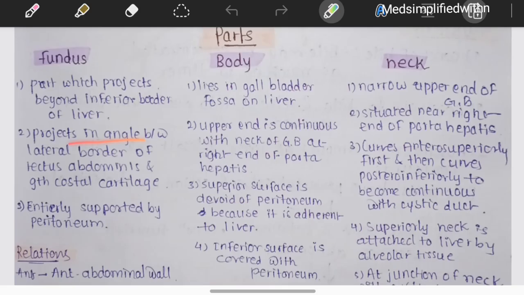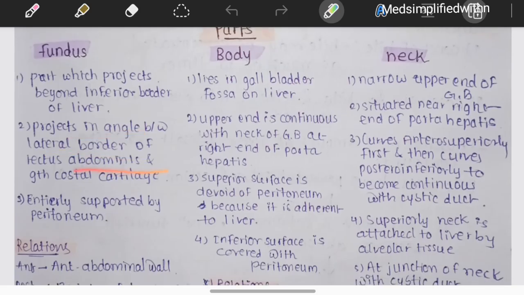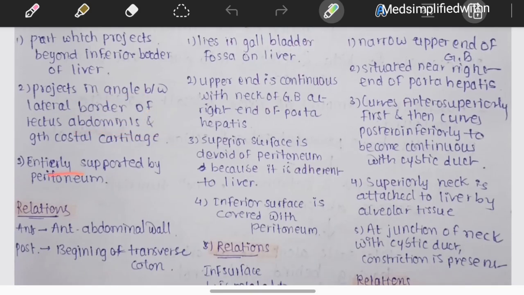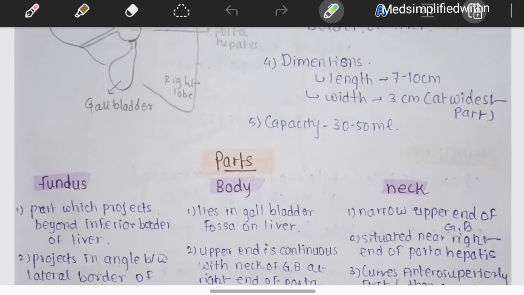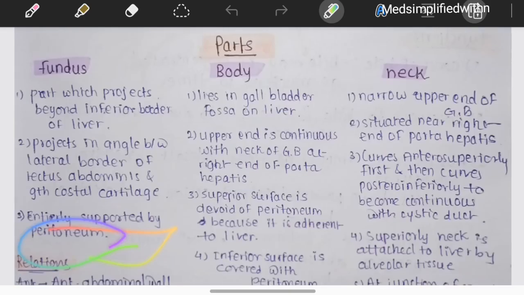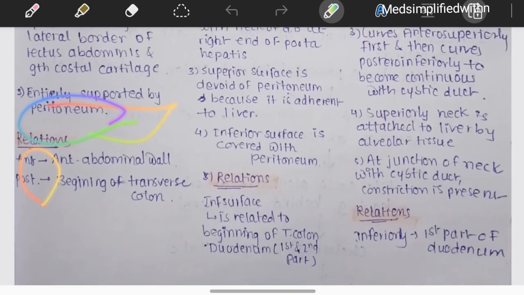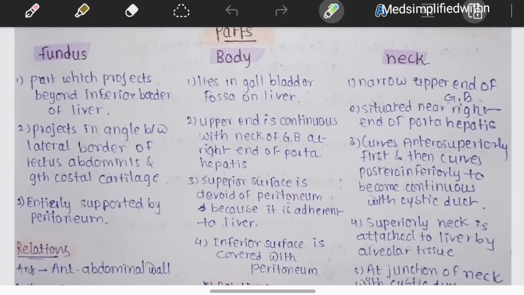It projects in the angle between the lateral border of the rectus abdominis and the ninth costal cartilage, and is entirely covered by the peritoneum. Relations: anteriorly, the anterior abdominal wall, and posteriorly, the beginning of the transverse colon. Afterwards, we will see this in the diagram.